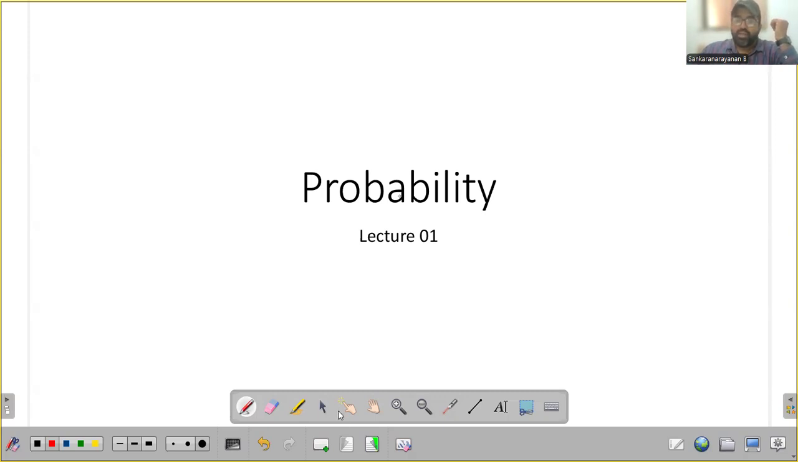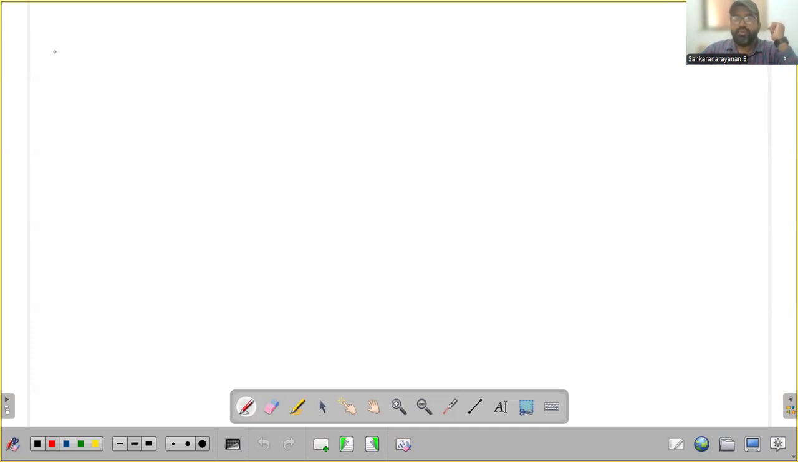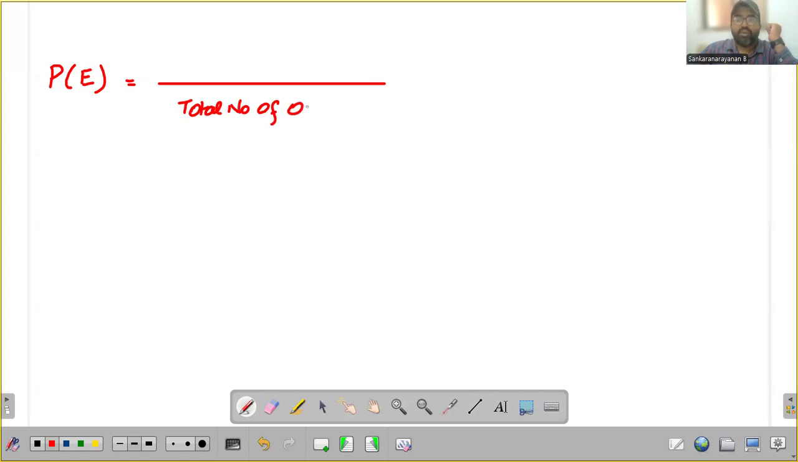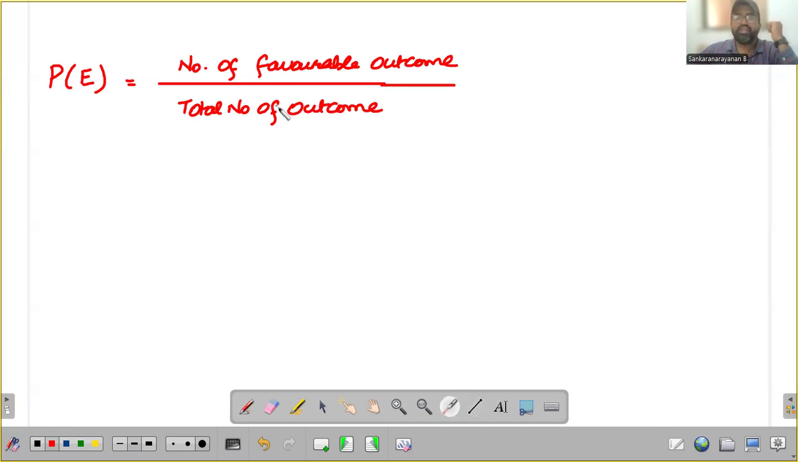So the basic formula you all should know as far as probability is concerned. Probability for a particular event, P of E, is actually a ratio. In the denominator, it corresponds to the total number of outcomes. And in the numerator, it will be the number of favorable outcomes. The chance of occurrence of an event, if I am going to quantify it, is basically a ratio: the number of favorable outcomes divided by the total number of outcomes.